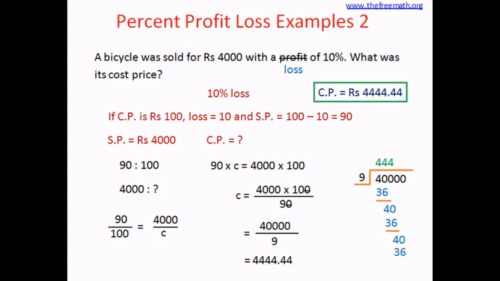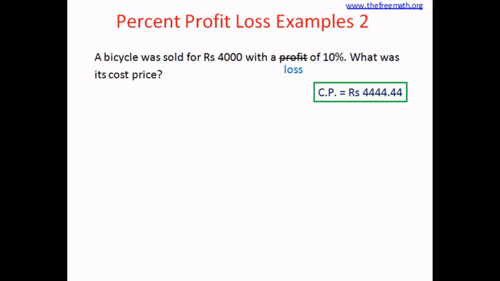Let's keep the problem as is and let's keep the answer aside and solve the same problem using another method. We know that SP equals CP minus loss. That means selling price equals cost price minus loss. In this case, the loss is 10%. 10% of what? 10% of the cost price. So I can write loss as 10% of CP. That means 10 over 100 CP. So the formula SP equals CP minus loss can be written as SP equals CP minus 10 over 100 CP.